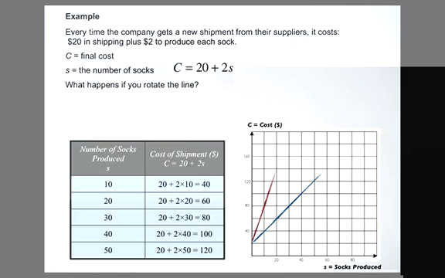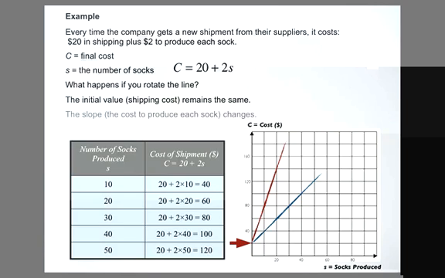If we were to rotate the line even steeper, the initial value remains the same. However, the slope, or the cost to produce each sock, again would change. In this situation, the rise would now be 120 and the run 20. So that would mean the cost to produce each sock would be $6. You can see this change in the table of values. Notice how the values are further spaced apart.